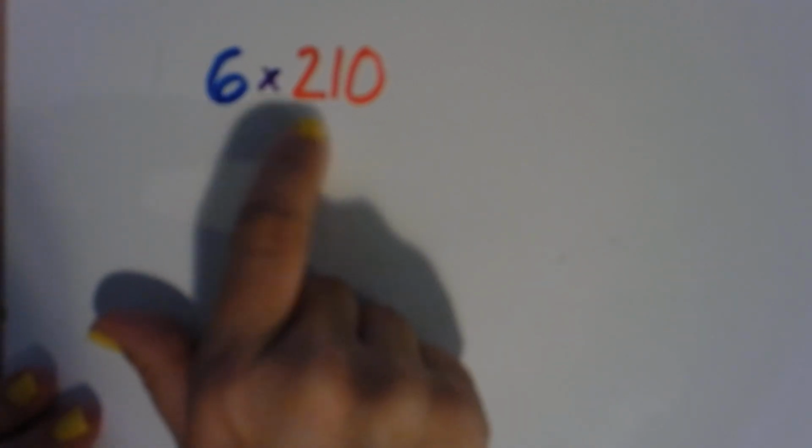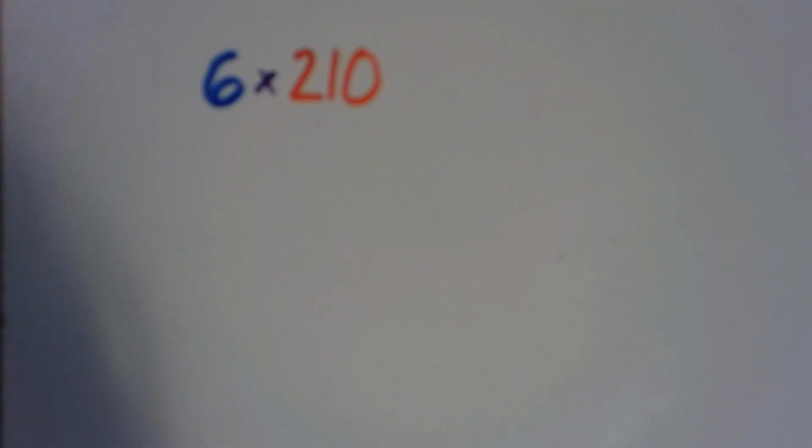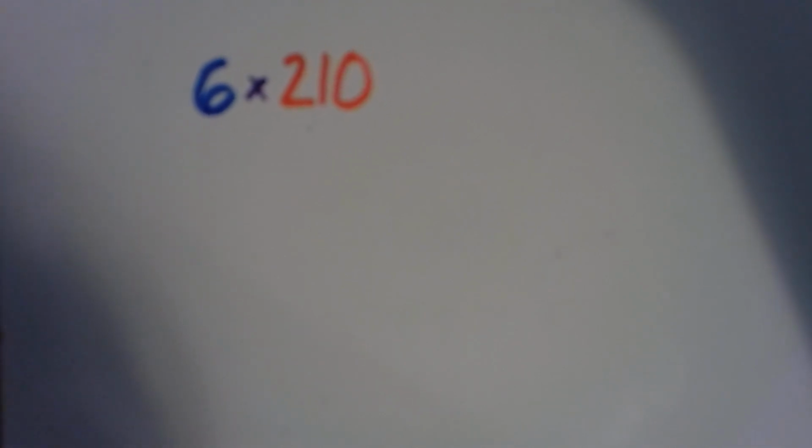So, we have the number 612. It's so blurry, I don't even know the number. When you have the number 6 times 210, you have to think of what numbers equal 6. So what numbers can you think of to equal 6?